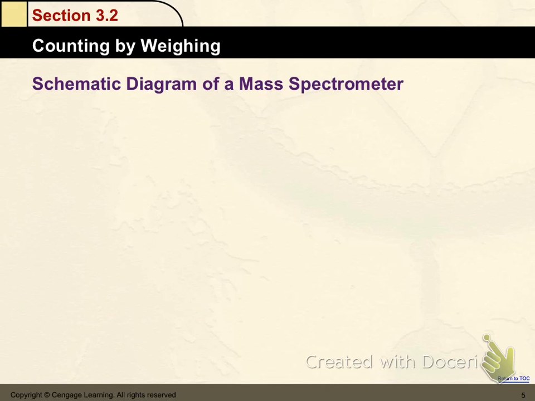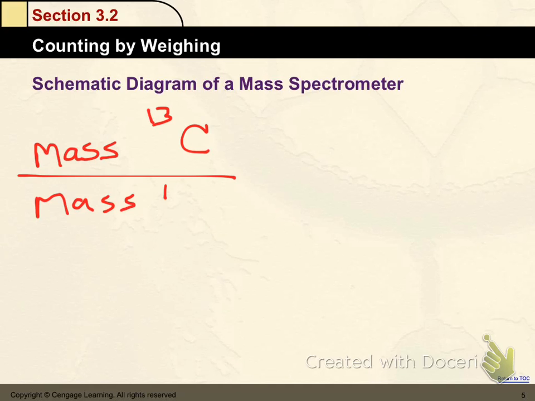Let me show you that ratio now. For carbon, the mass, and this is in your book, of C13 compared to the mass of C12 actually equals 1.0836.